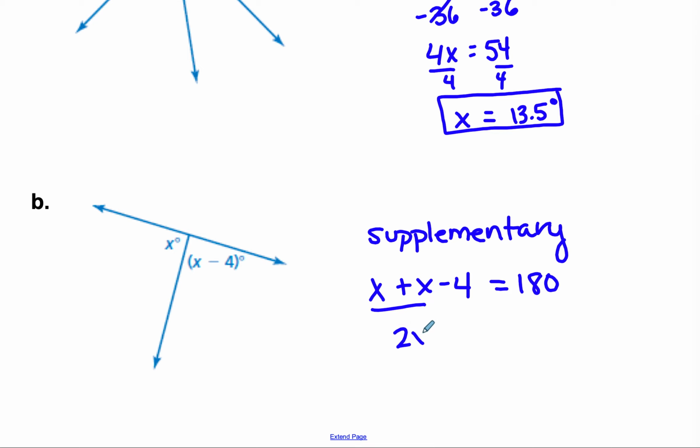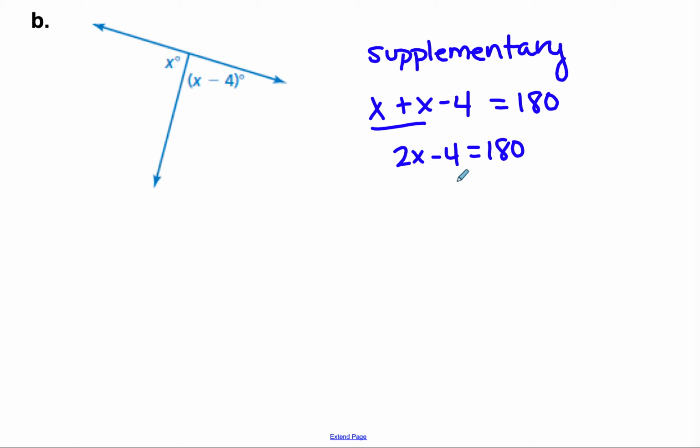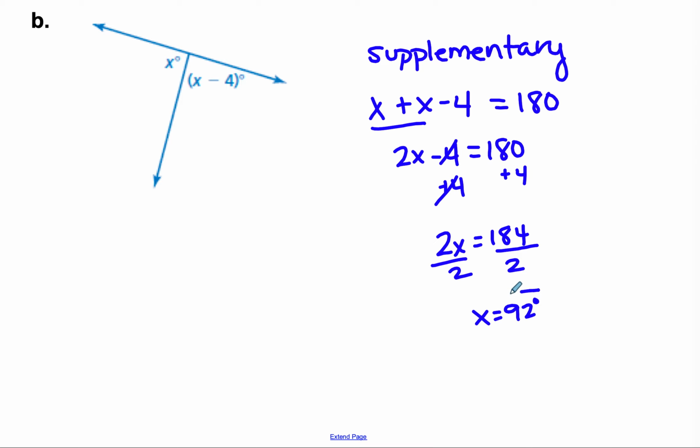It's x plus x, so I have 2x minus 4 equals 180. Now I'm ready to do my two-step equation. I'm going to start by adding 4 to get rid of the minus 4. Doing order of operations backwards, so we get rid of addition and subtraction first. So I have 2x equals 184. I cancel out the times 2 by dividing by 2. I get x equals 92 degrees.